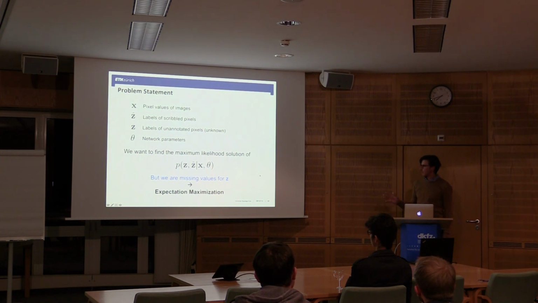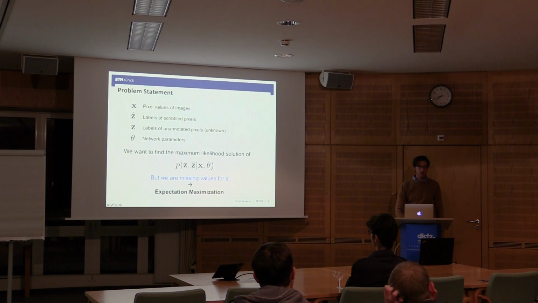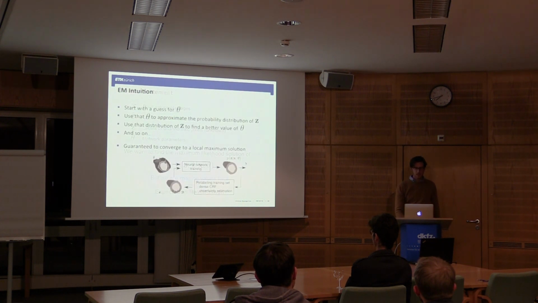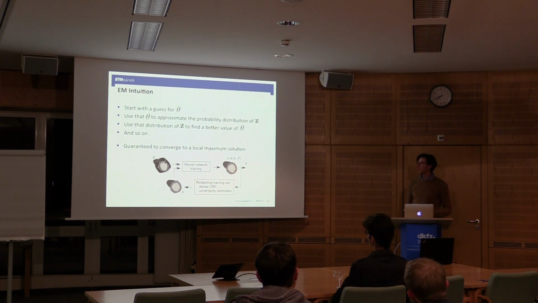And if Z hat was not unknown, we could simply do the standard thing, and it would be a simple neural network training. So if you model this by a Bernoulli distribution and take the log of it, you end up with the cross entropy as a loss function. However, we cannot do this because we are missing the values Z here. So this is a maximum likelihood problem with missing data. So it's kind of natural to think about expectation maximization.